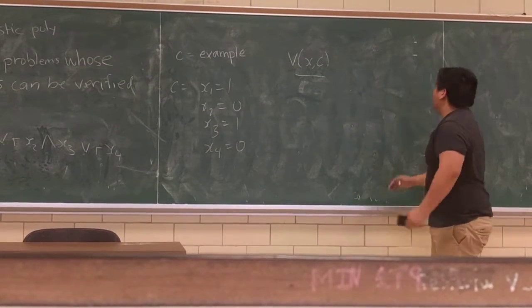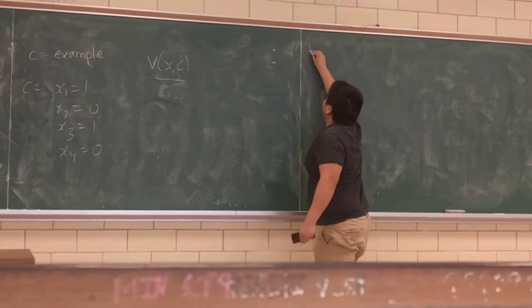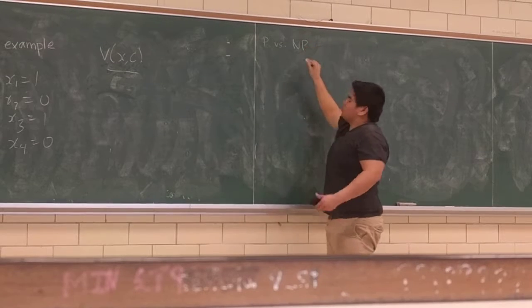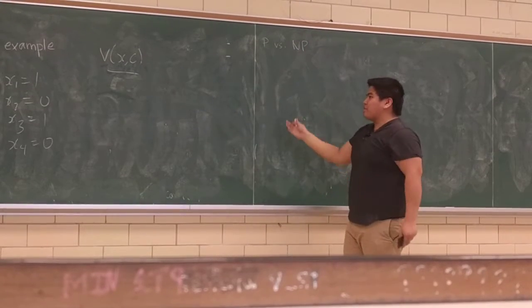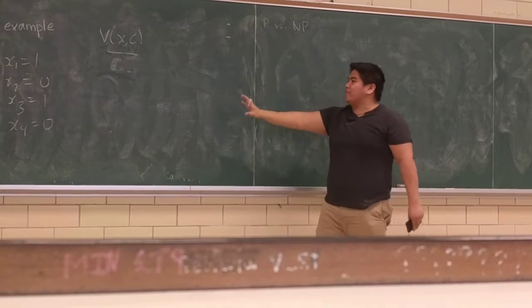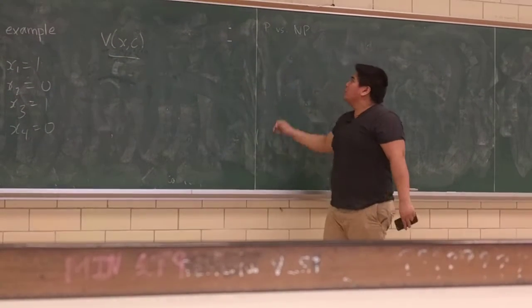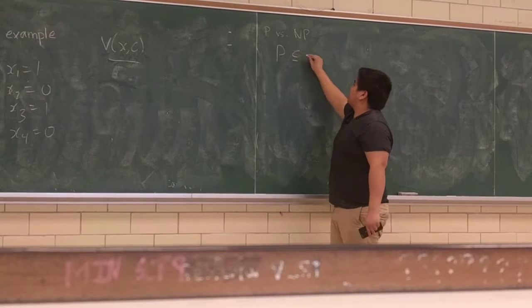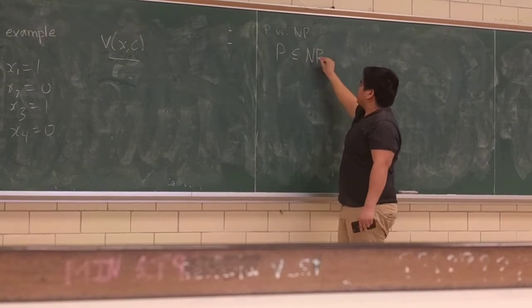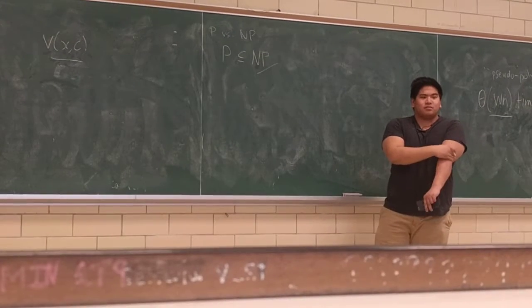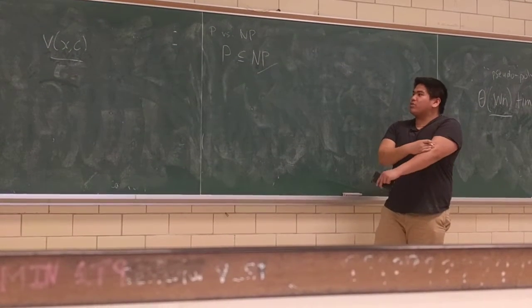Okay, now, let's say P versus NP, right? So we know that P is the set of all problems solvable in polynomial time, and NP is any problems that can be verified in polynomial time. So we know that at least P is a subset of NP, right? Why is that? Because all polynomial problems can be verified. Right, okay, so how do we verify?